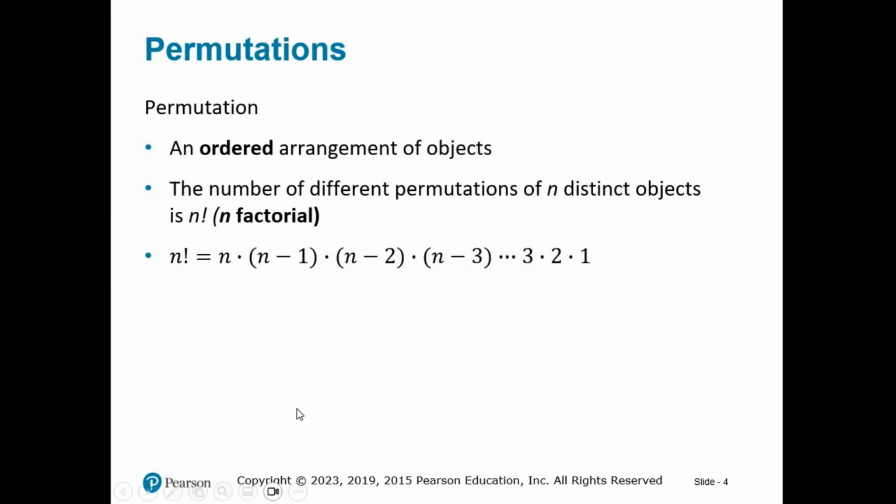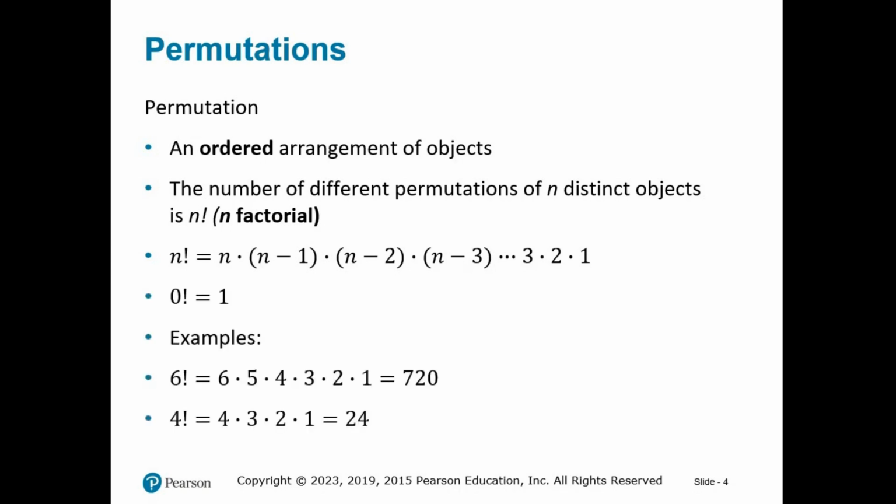So the number of different permutations of n distinct objects is n factorial. That means you multiply n by the integer directly beneath it, then the one under that, then the one under that, until you get to 1. So for example, 6 factorial is 6 times 5 times 4 times 3 times 2 times 1, which equals 720. Same thing with 4 factorial. 4 times 3 times 2 times 1 equals 24. One important note here is that 0 factorial equals 1. So there is no 0 when you're multiplying and dividing factorials. 0 factorial equals 1. Make sure you write that down.